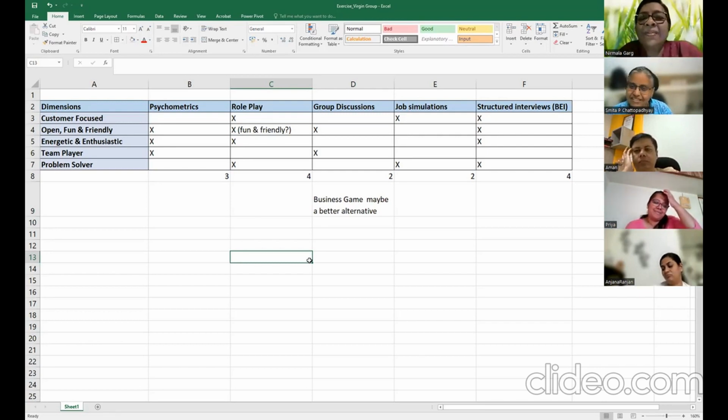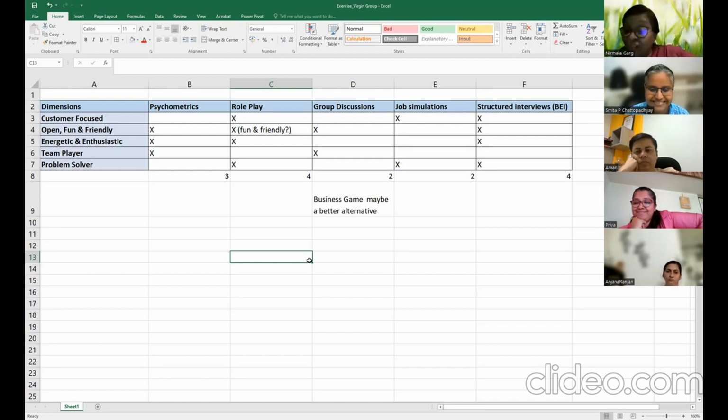Right. Okay. Team player, group discussion. Yes, I will give it to you. Problem solver. You can have a role play for problem solving, and you can also have a job simulation. In fact, for a customer job like this, you can bring Lego blocks and give instructions. How does he solve that over a phone? So you can be very innovative.